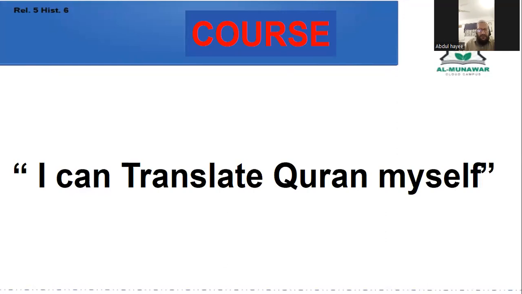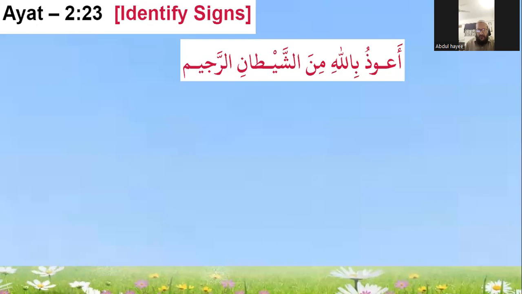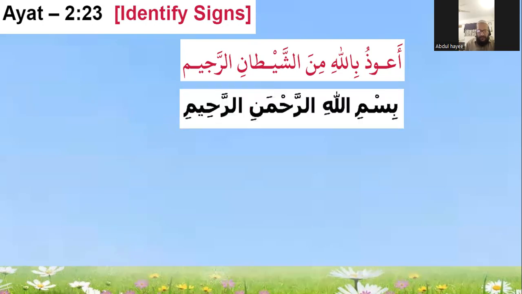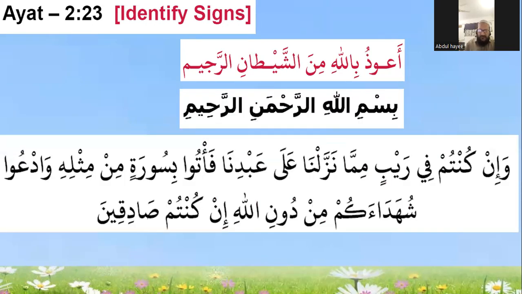So the course name is I Can Translate Quran Myself. So let's have today's ayah, that is ayah number 23, Surah Al-Baqarah. So please read out this ayah.